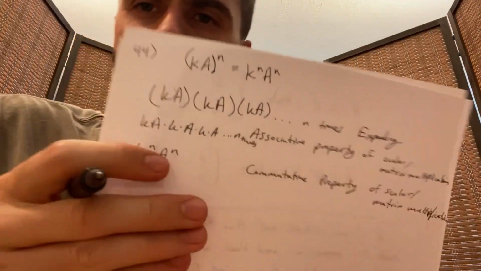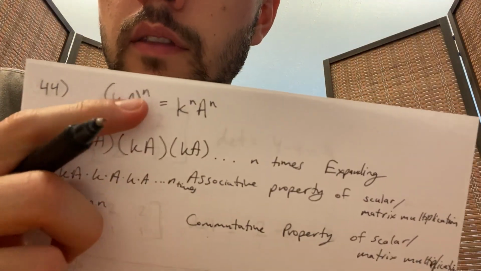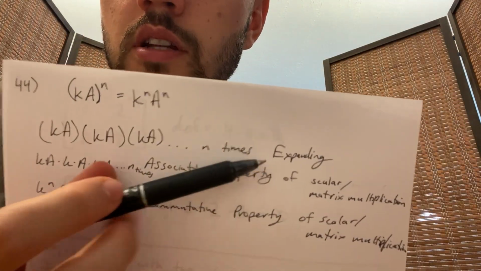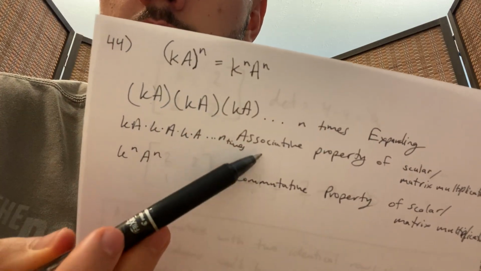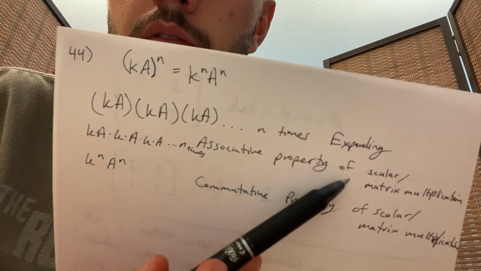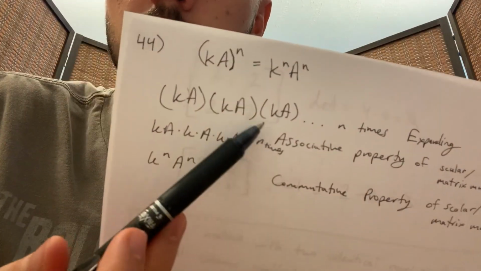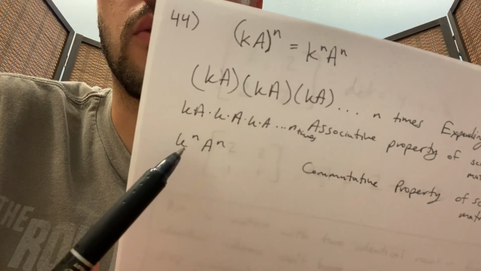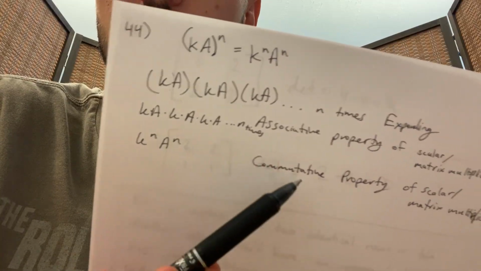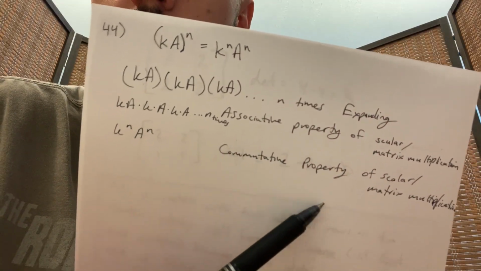Okay. I mean, check that out. 3 steps. We expand this. That's just expansion of what it means to be the exponent. And then we say associative property of scalar slash matrix multiplication, meaning we can just take the parentheses off. So it's this. And then we can just reorder them, k to the n, A to the n, because of the commutative property of scalar slash matrix multiplication. I think that's solid.